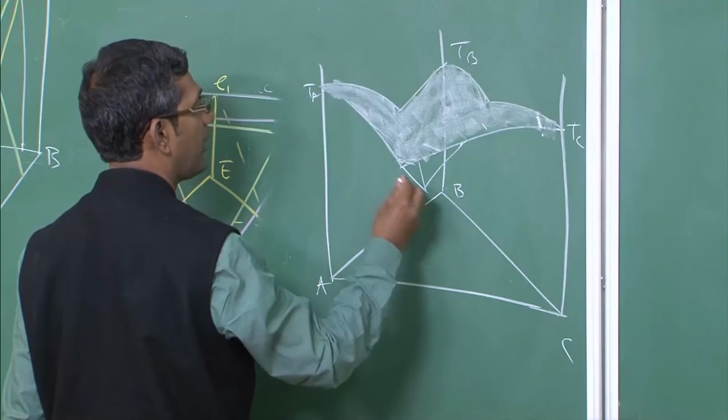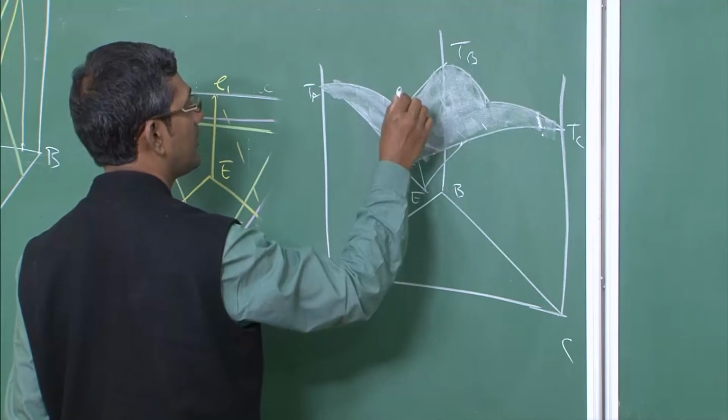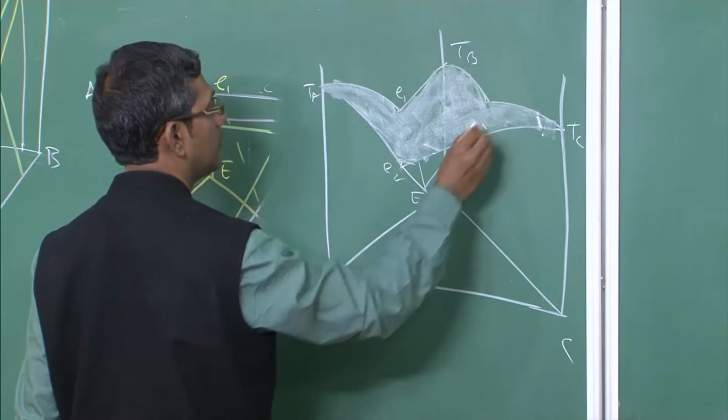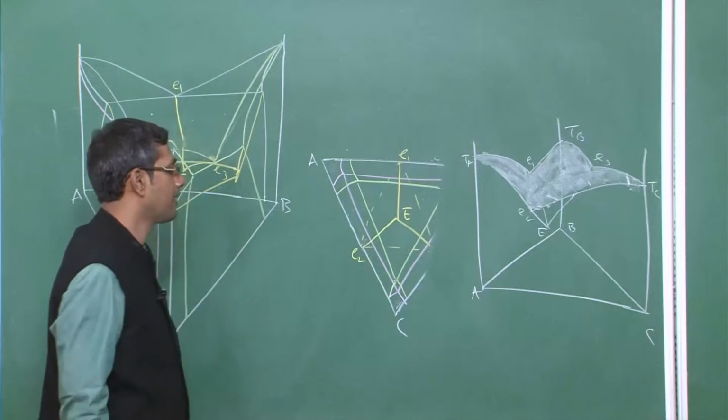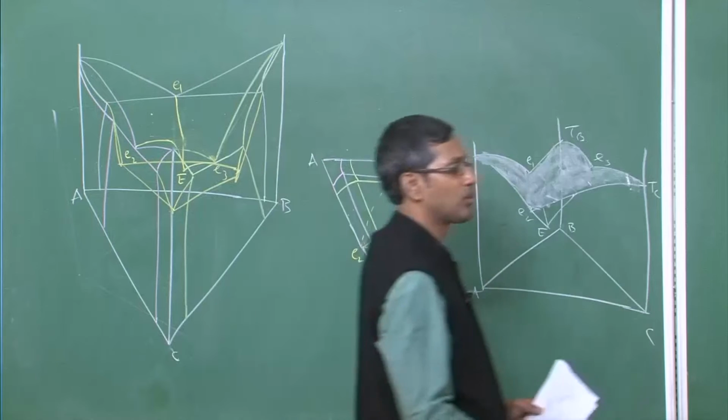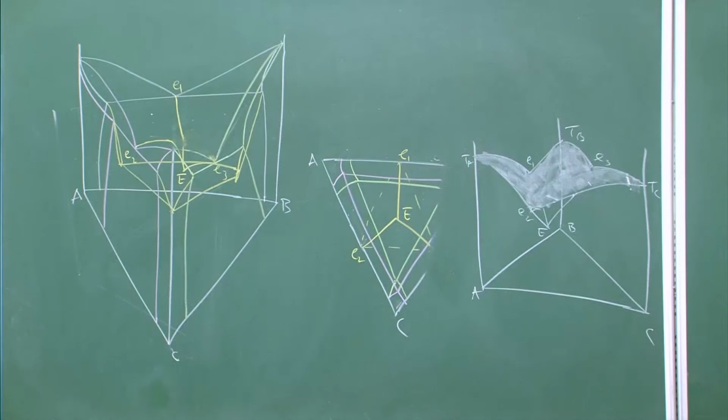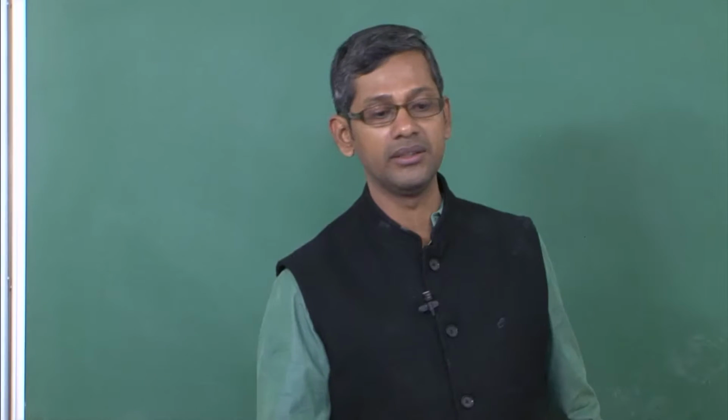This is the eutectic point, these are the binary eutectic points E1, E2, E3, right. Okay, so I think you should try drawing it yourself, so that you will understand much better. In the next lecture, I am going to talk about these projections and also a little bit about solidification, how it is happening.